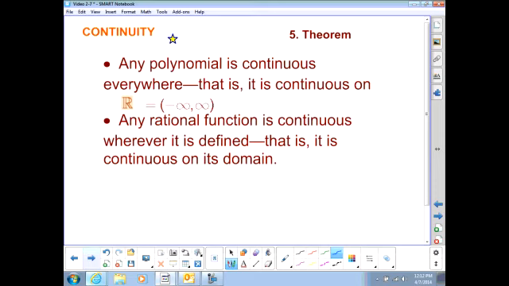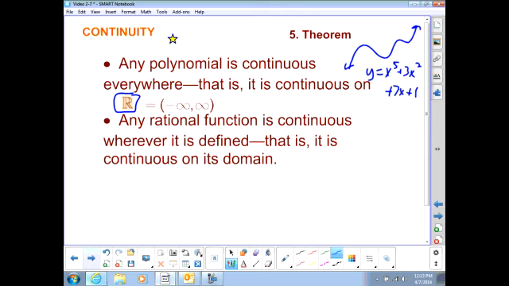A couple common functions we'll see: polynomial functions and rational functions. A polynomial function is continuous everywhere. So a polynomial would be something that kind of looks like this. Maybe as an equation, you may have x to the 5th plus 3x squared plus 7x plus 1. Okay, that's a polynomial. It has many terms raised to different powers. Those will always be continuous. So you could either say on all real numbers, or you could say from negative infinity to positive infinity.